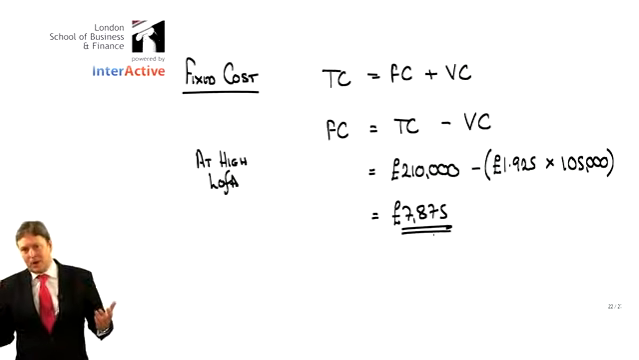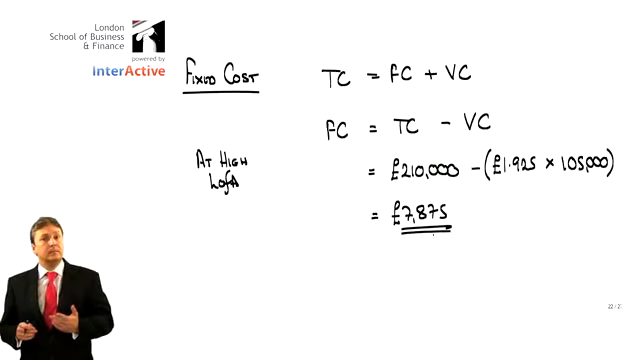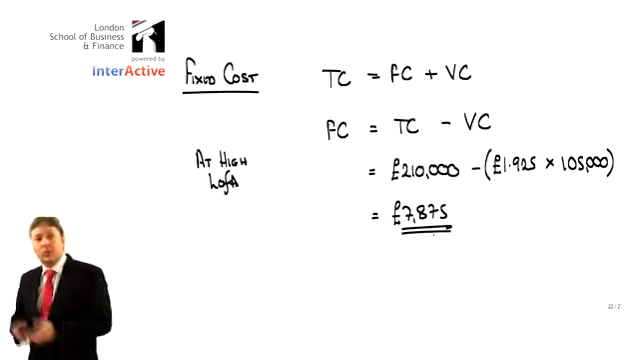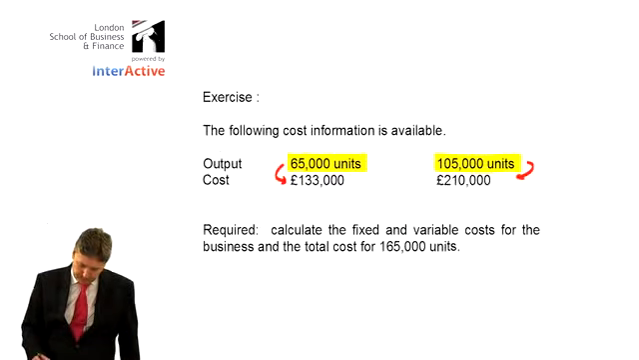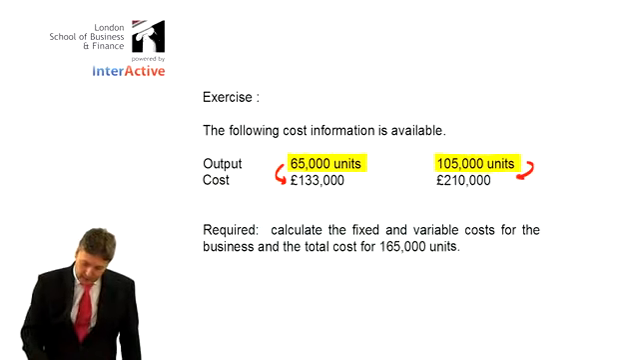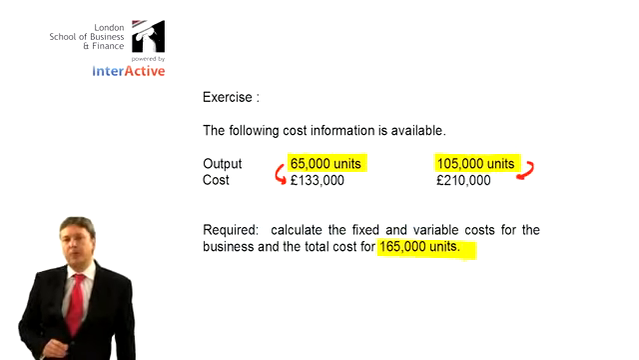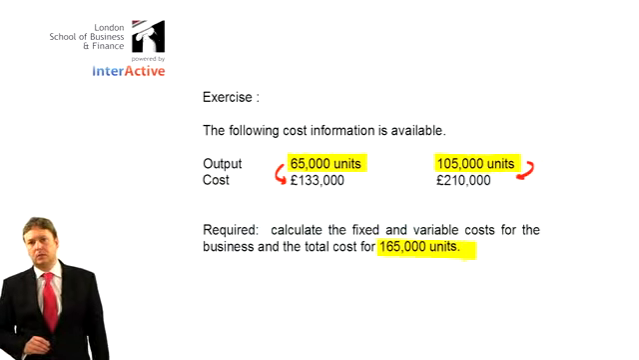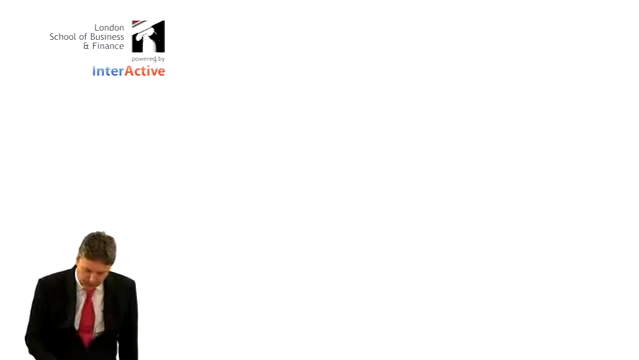Now, if we can describe our costs in terms of fixed and variable, we can now use them from a forecasting perspective. All I've done here is separate into a variable and a fixed element. Let's go back to the information that we had in the question. We've used the data, but let's look at the requirement. Calculate the fixed and variable costs for the business, we've managed to do that, and the total cost for 165,000 units. Well, fantastic. We've got that for 165,000. All we have to do is this sort of thing.